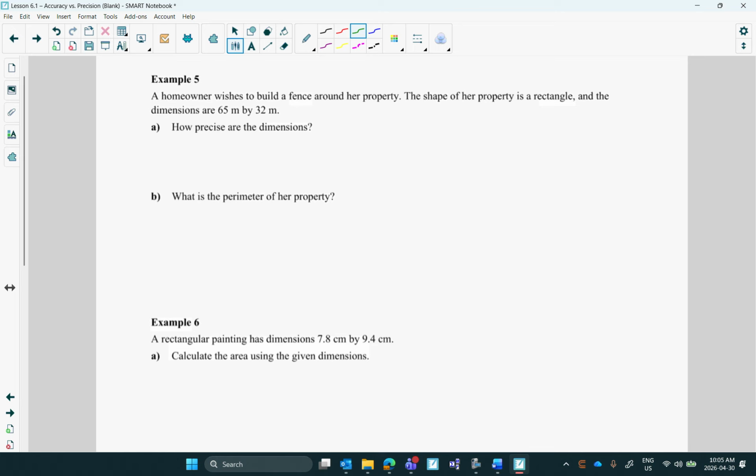Okay. Just a couple more problems to look at. A homeowner wishes to build a fence around her property. The shape of her property is a rectangle. The dimensions are 65 meters by 32 meters. How precise are the dimensions? Nearest 1 meter, because there are no decimals. The most precise is the ones unit. So nearest 1 meter.